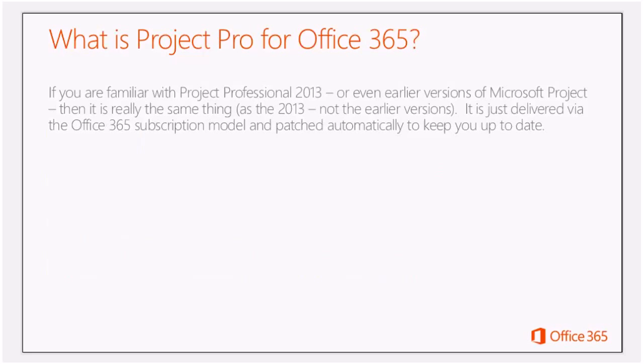Okay, so what is Project Pro for Office 365? If you're familiar with Project Professional 2013, or even with earlier versions of Microsoft Project, then it's really the same thing. Same as the 2013, not the earlier versions, obviously, because there's lots of new good stuff in it. The main difference between Project Pro for Office 365 and Project Professional 2013 is that the Office 365 version is a subscription model, and it's patched automatically, keeps you up to date. So if you're using it, you wouldn't really notice any difference from Project 2013, except that it gets patched for you as you go along.